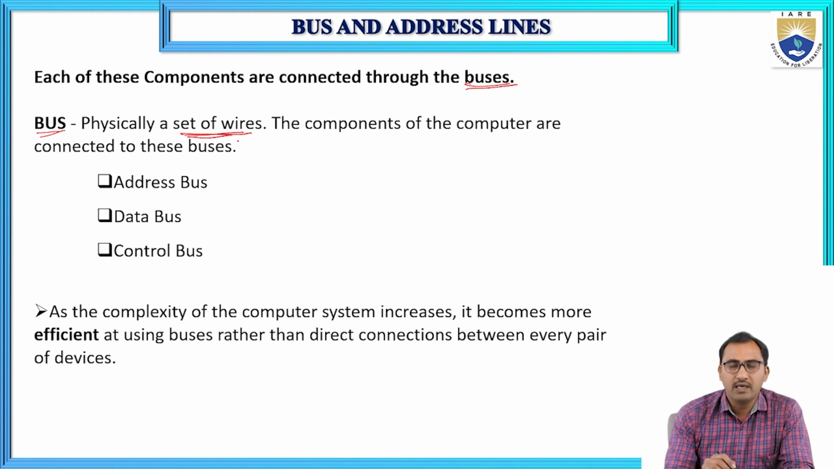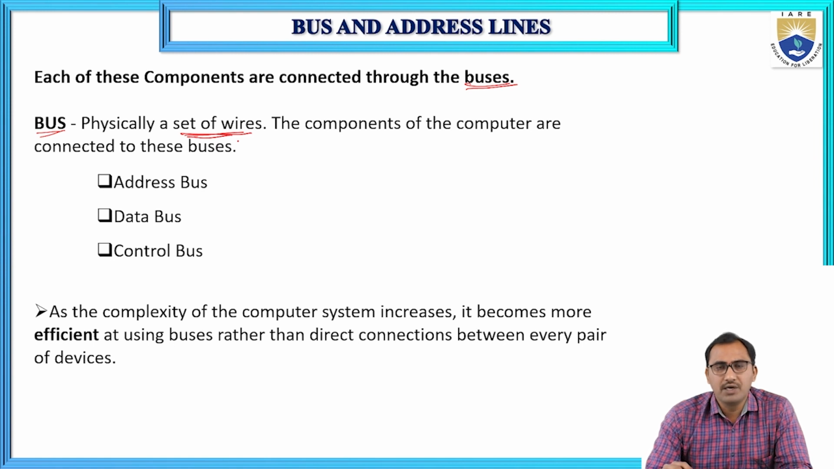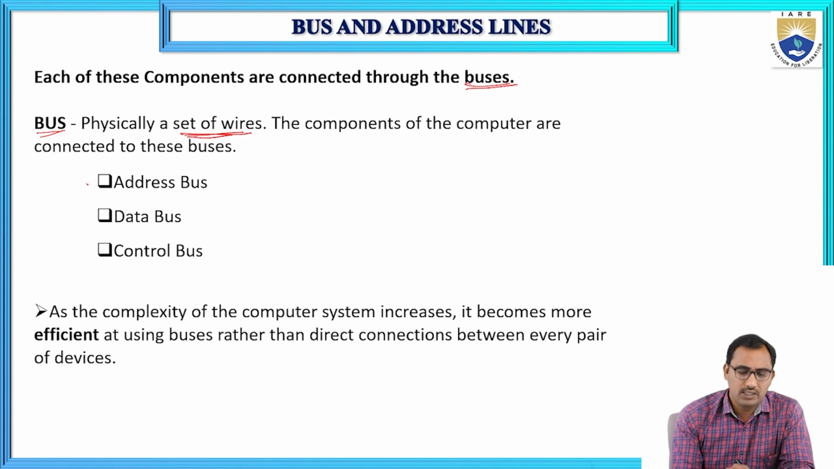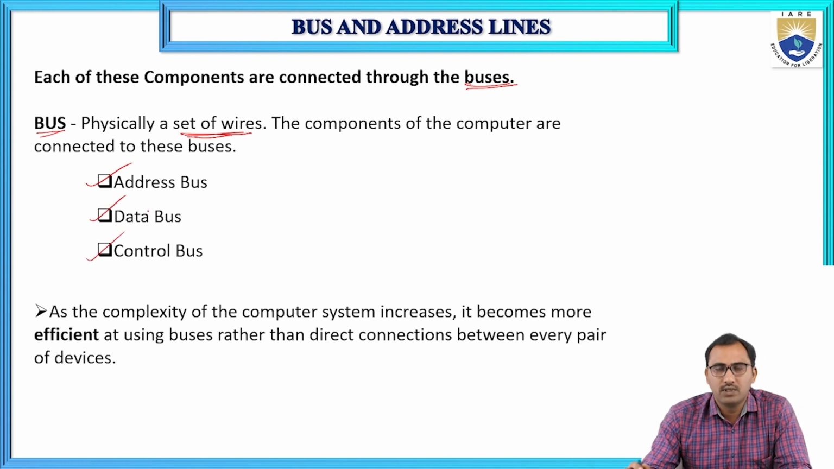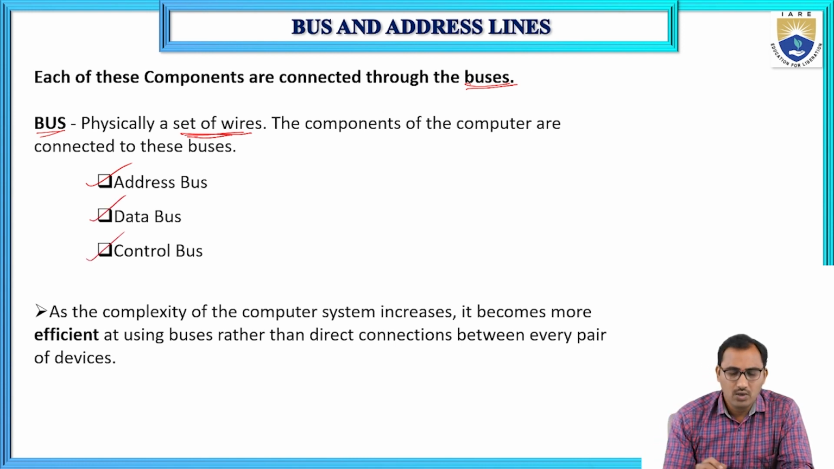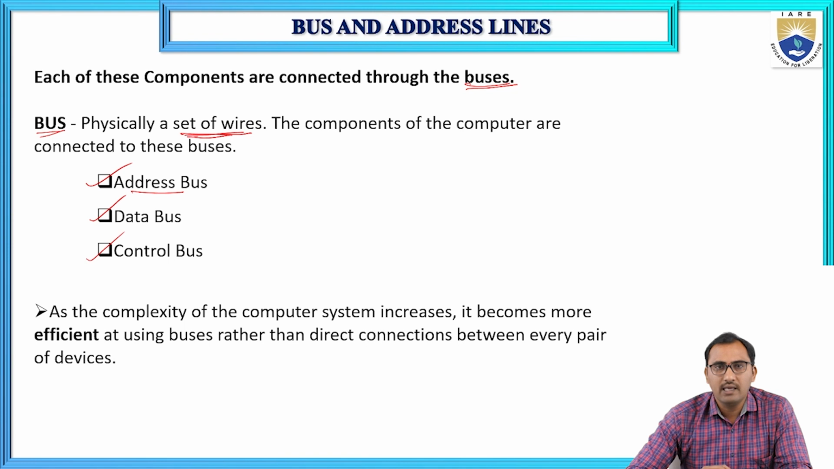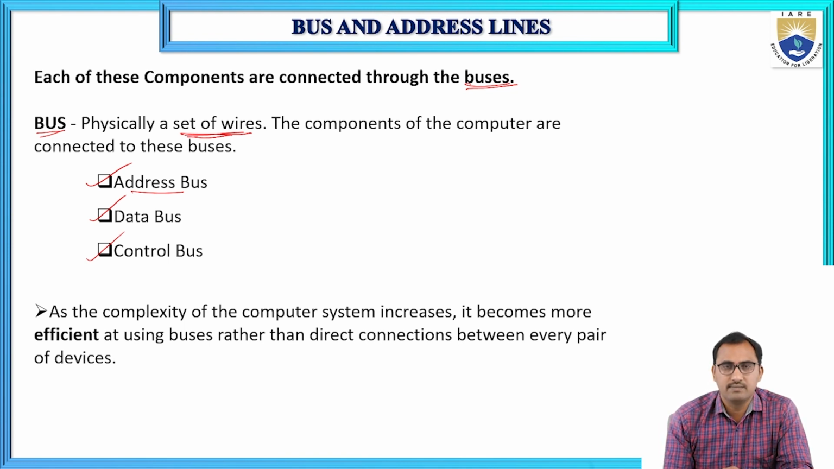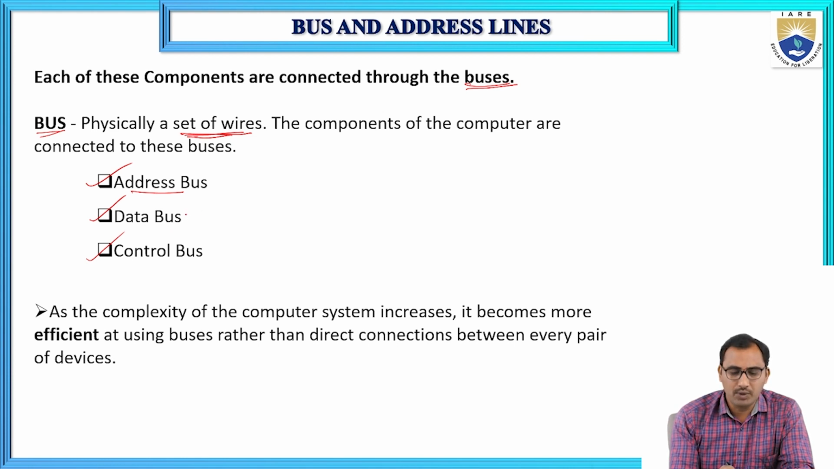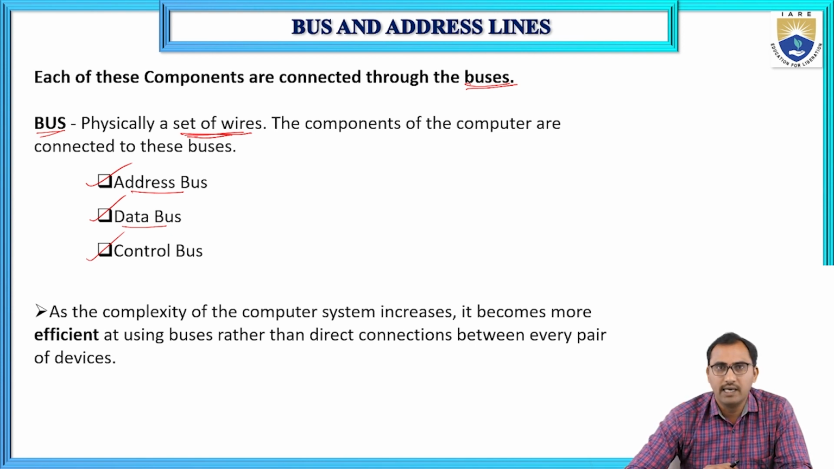These buses are mainly classified into three types: the address bus, the data bus, and the control bus. These are the three main types. So what is the address bus? The address bus is a set of wires that can be used to carry the address information. That is called the address bus. The data bus is a set of wires that can be used to carry data. That is called the data bus.